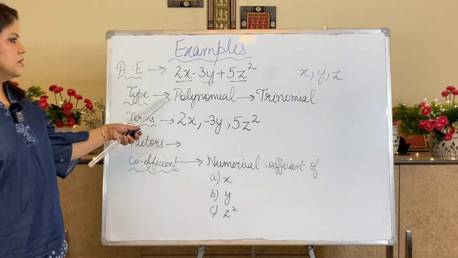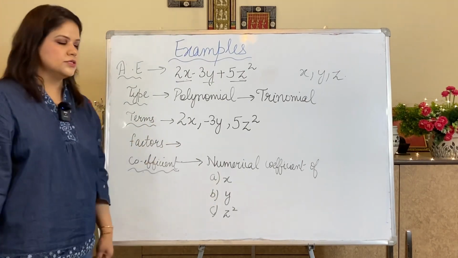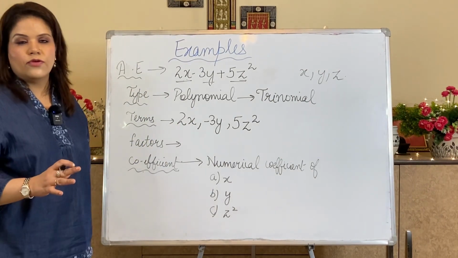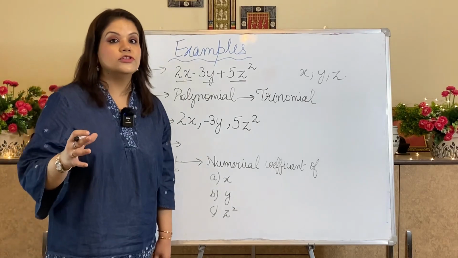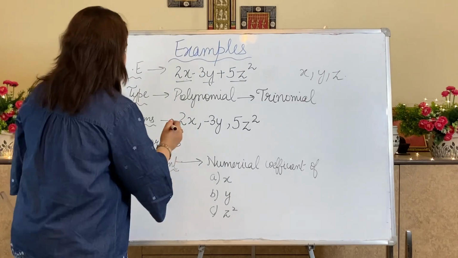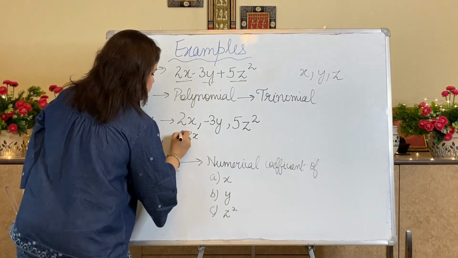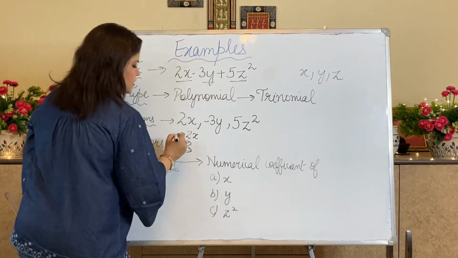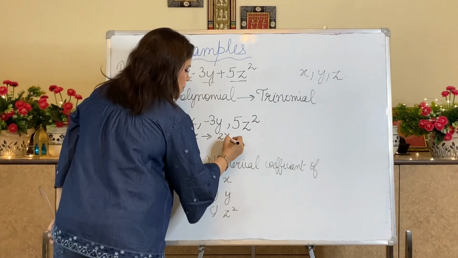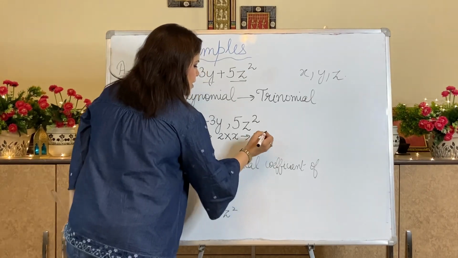I have mentioned the type of algebraic expression. I have given you the terms. Now these terms are made up of factors which are multiplying with each other. Now how? The first term 2x, I will be writing the factors separately. 2x has how many factors? 2 multiplied by x. So what are the factors? 2 and x.